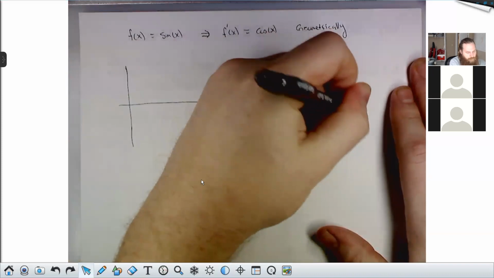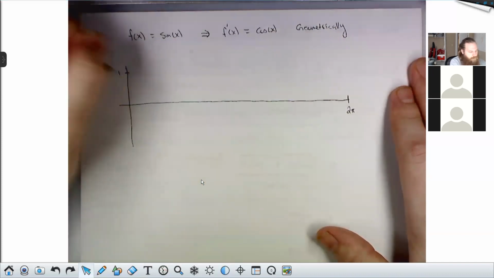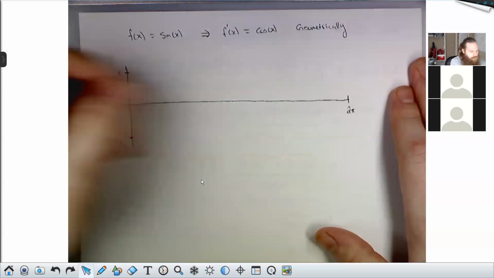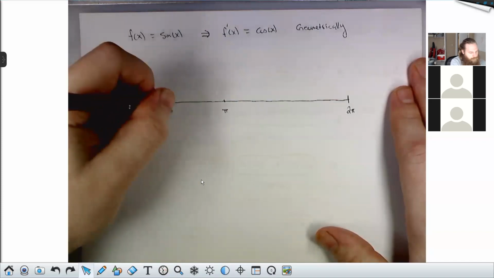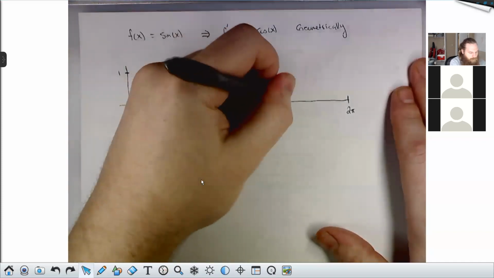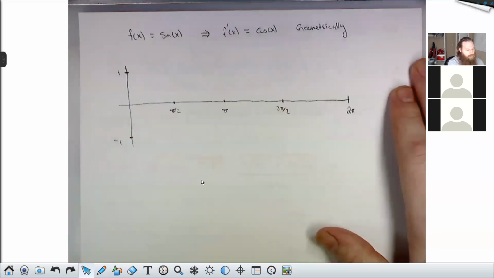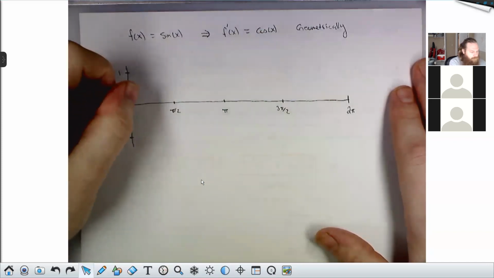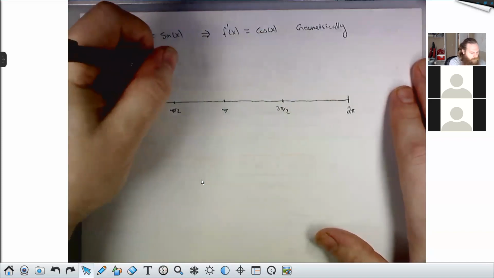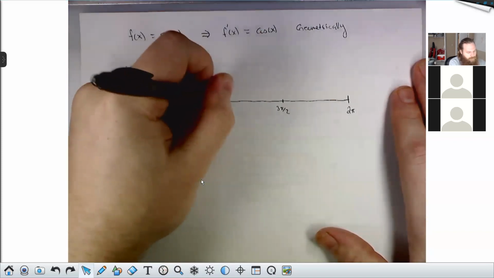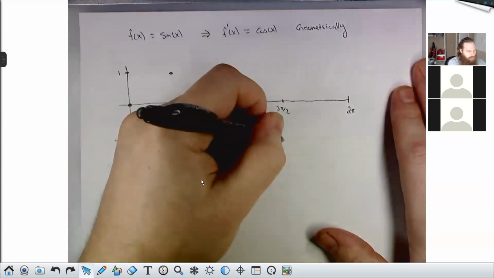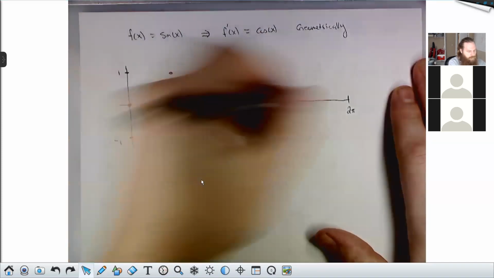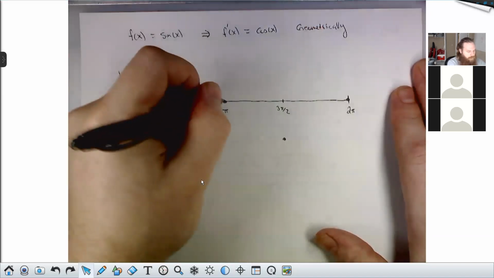I'm going to call this 2 pi. I'm going to call this 1. Call this -1. That makes right about here pi, right about here pi over 2, and then right about here 3 pi over 2. I'm going to start by graphing sine. The sine of 0 is 0. The sine of pi over 2 is 1. The sine of pi is 0. The sine of 3 pi over 2 is -1. And the sine of 2 pi is 0 again.